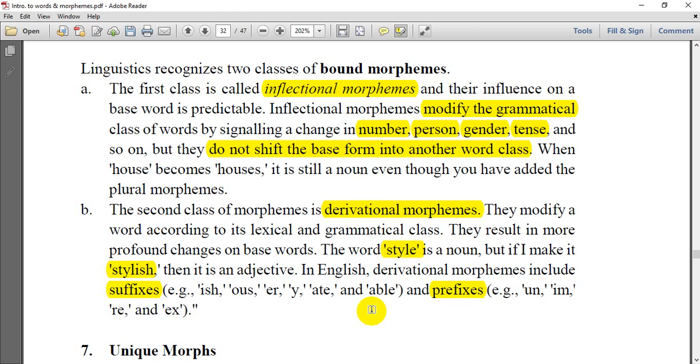The derivational process consists of using an existing word as a base to which affixes are attached. In English, derivational morphemes include suffixes and prefixes. For example, kind, kindness, unkind, happy, happiness, unhappy. These are derivational.